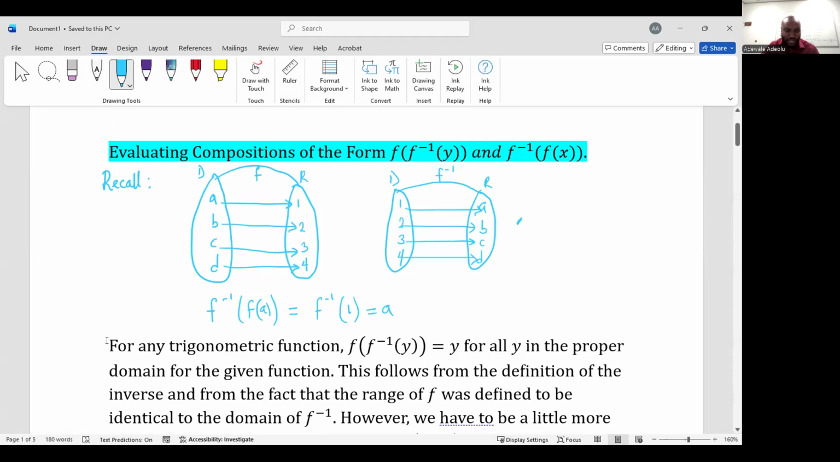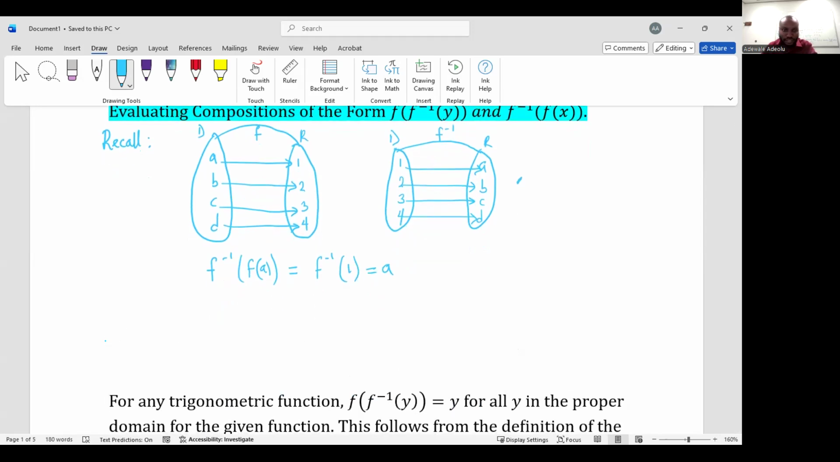The same thing if I do, let's say, f inverse of f of C, for example. I will start from the inside. Remember, always start from the inside for a composite function. So f of C is 3. Now, f inverse of 3 will be C. Now, you can notice that my answer is the input I have for the composite function.